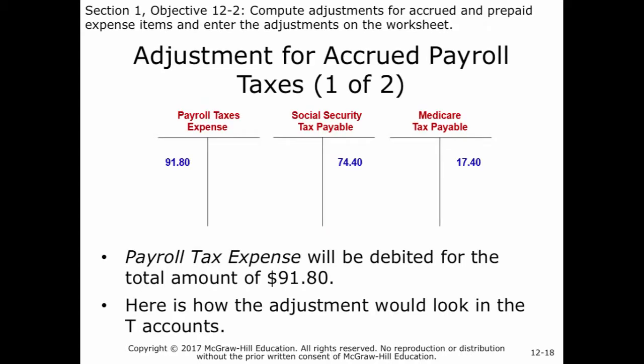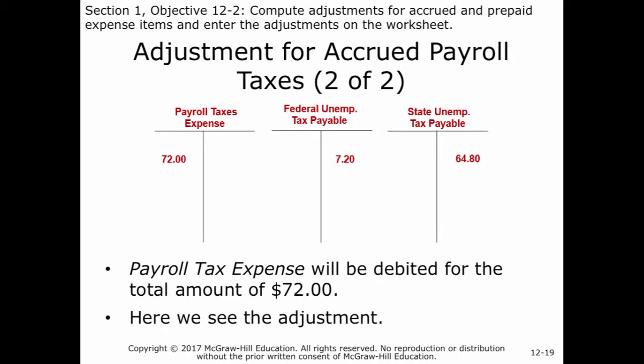Again, to visually show you with the T accounts, we have the Social Security tax payable that will be credited for $74.40, and the Medicare tax payable, which will also be credited for $17.40. This is just to accrue it. We're not paying it. That's why it's going into a payable account. So therefore, the total payroll tax expense will be debited for the total amount of $91.80.